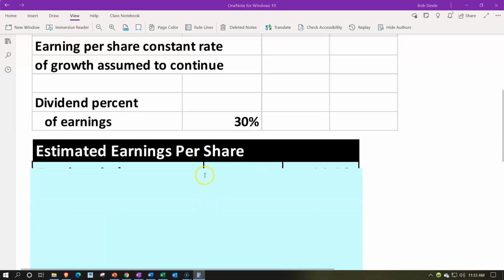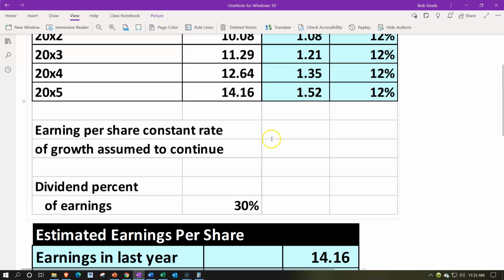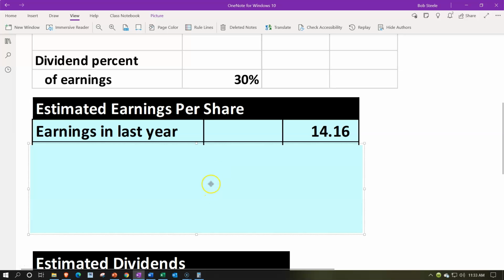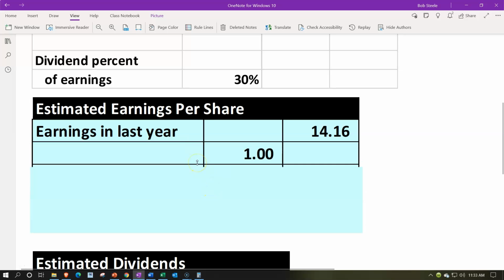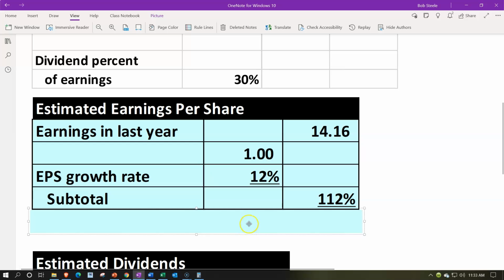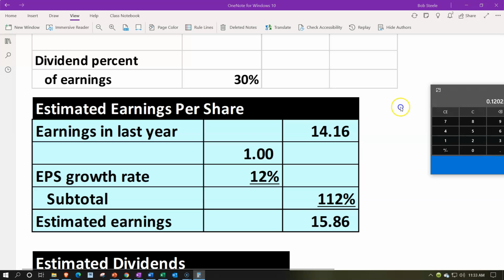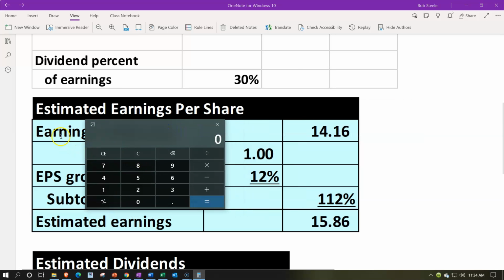So we have the estimated earnings per share then. We could just continue this trend that we have, the 14.16. We can assume the trend will continue. So I'm going to take 1 plus the 12%, meaning it's going to increase by 112%. So there's the 112%, and that would be then the 15.86.